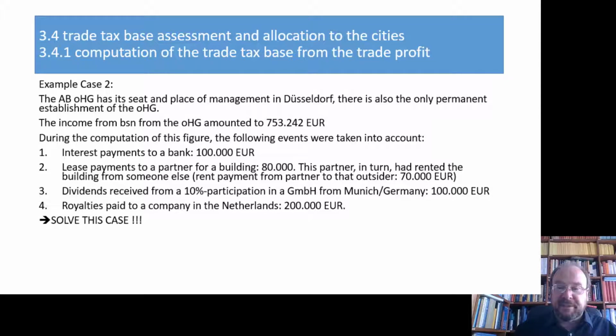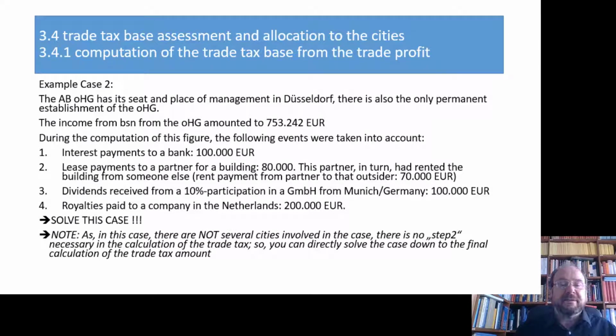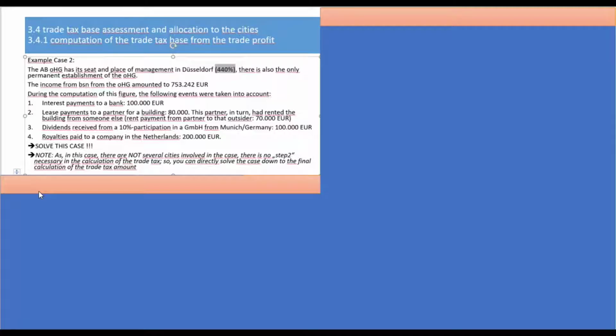Solve the case. As there is no other thing necessary, everything can be done with this data already. The only additional information which we need to have is the city multiplier of Düsseldorf, and I can tell you the city multiplier of Düsseldorf is at the moment, that is in 2021, 440%. So 440%.